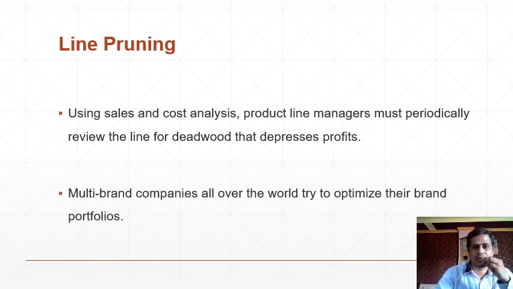One final point is that multi-brand companies all over the world try to optimize their brand portfolios by lengthening their product lines, coming out with more modern updated versions, and pruning their product lines by removing the loss-making products. So product line length keeps on increasing and decreasing for multi-brand companies. They keep optimizing by adding and removing products in their product lines.